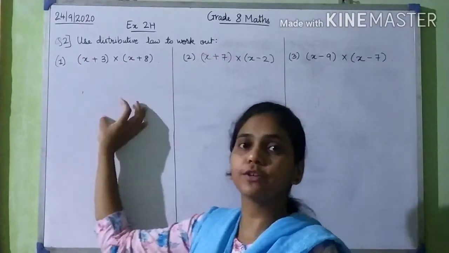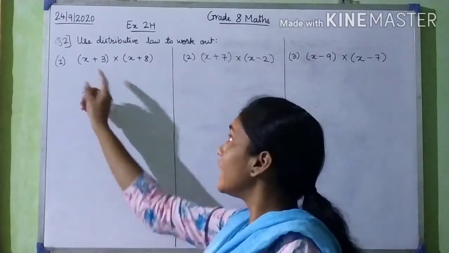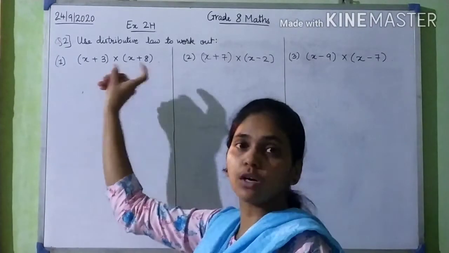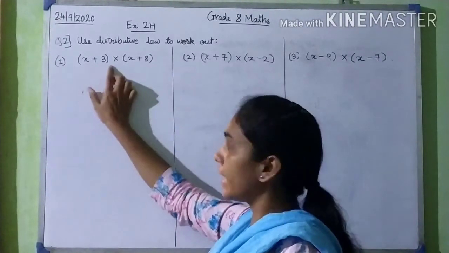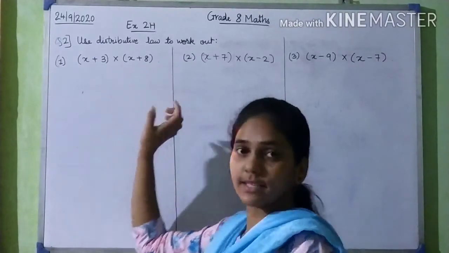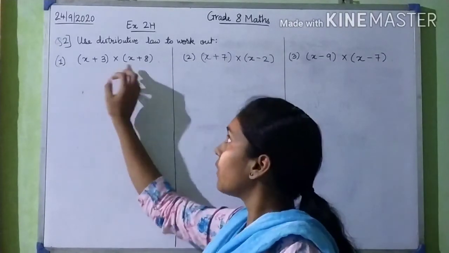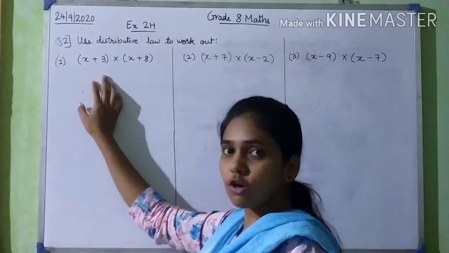So here we are going to use the distributive law. Distributive law means each term gets distributed to the whole expression. Like here we have two expressions, x plus 3 is the first one and x plus 8 is the second one, and we are finding the product of the two expressions. So how do we solve this?